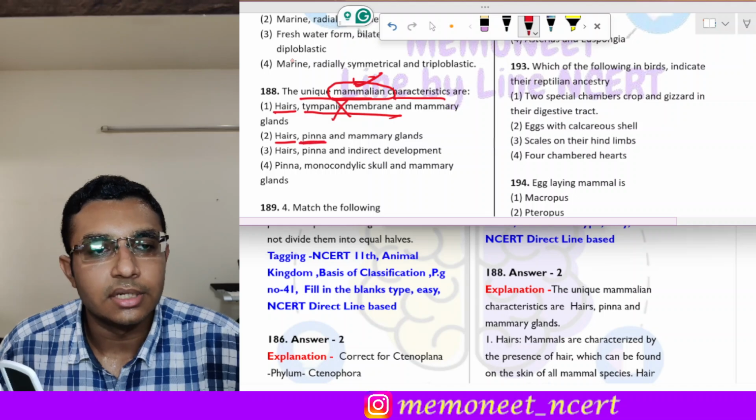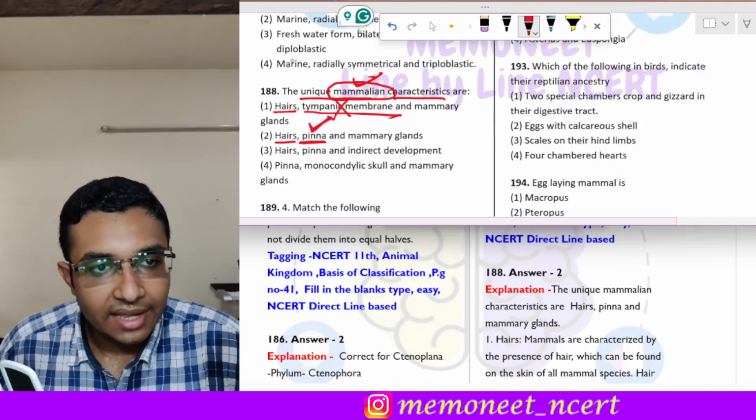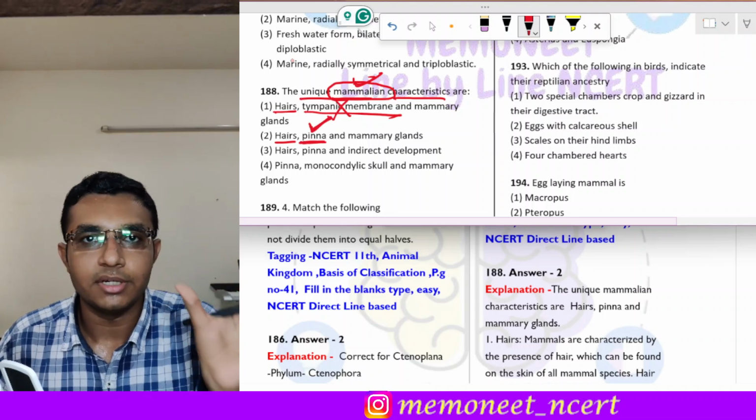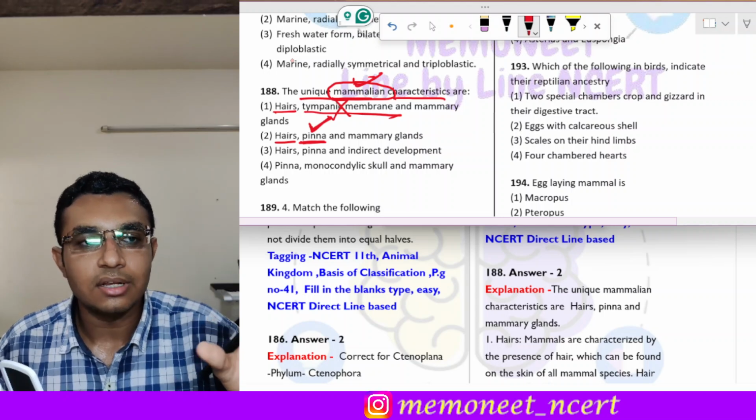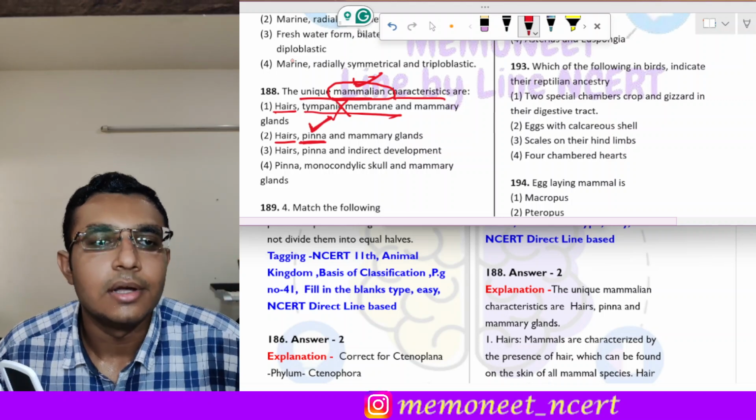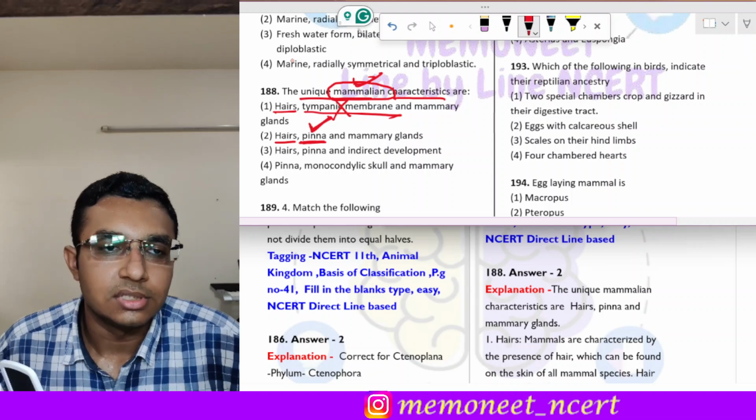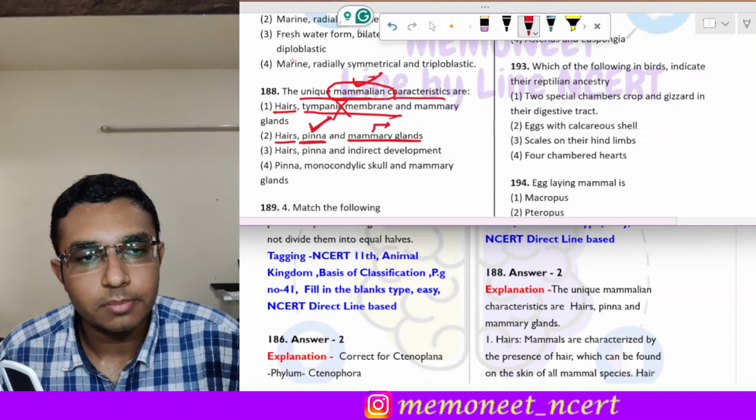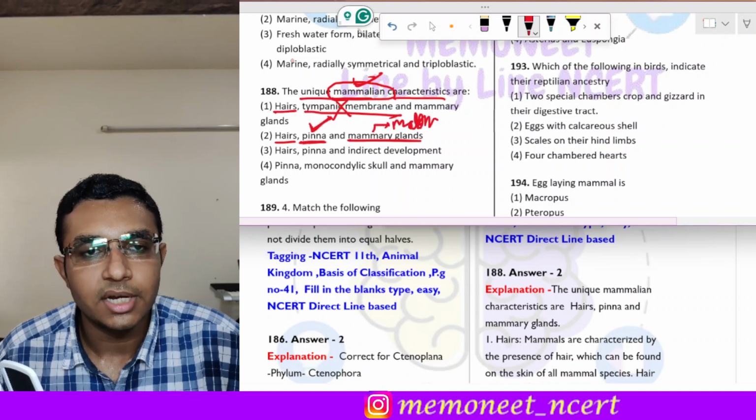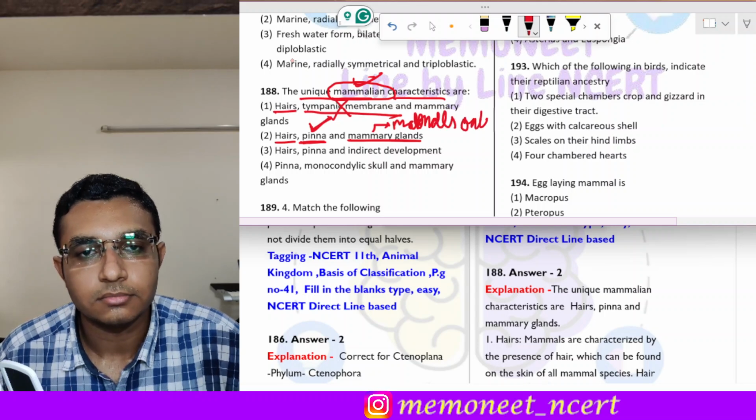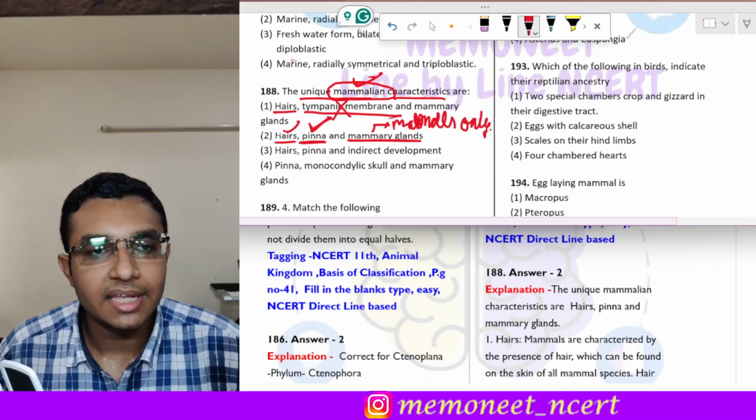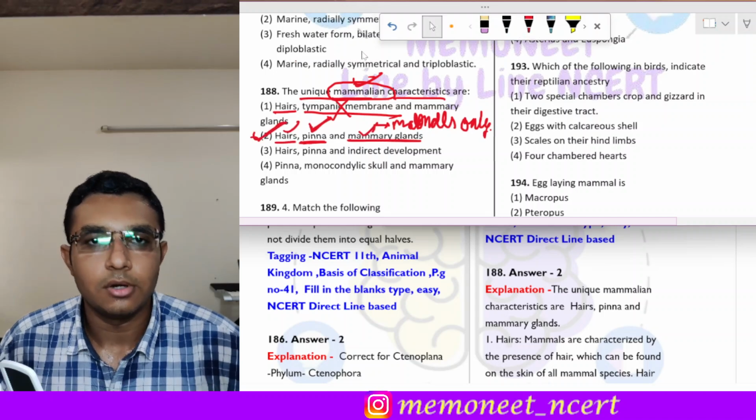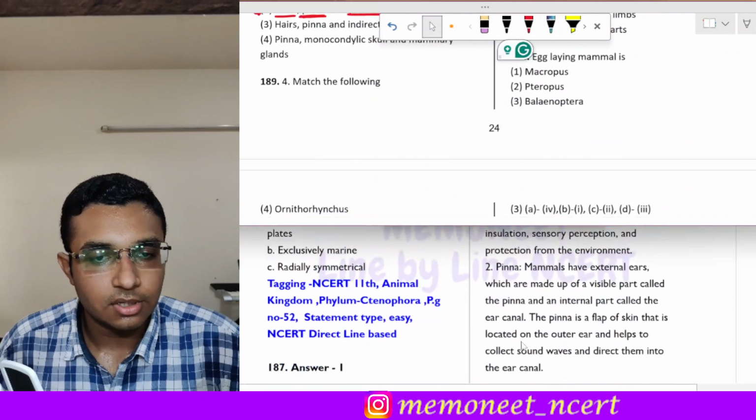Then it is pinna. So pinna is a unique characteristic of mammals. Okay, the external ear consists of the external auditory meatus, that is the tube, and the external ear, that is the pinna. Okay, so the ear pinna is a unique character of mammals, so this is correct. And then the third is mammary glands. So mammary glands are also present in mammals only. Okay, so they are present in mammals only. So all these 3 characters are unique characters of mammals. So the correct answer of this question is option 2. Moving on to the next question, that is question number 189.